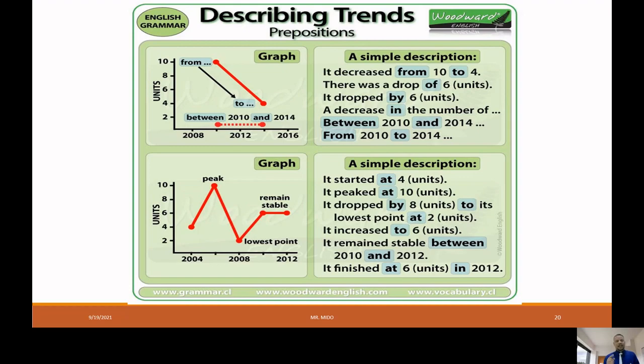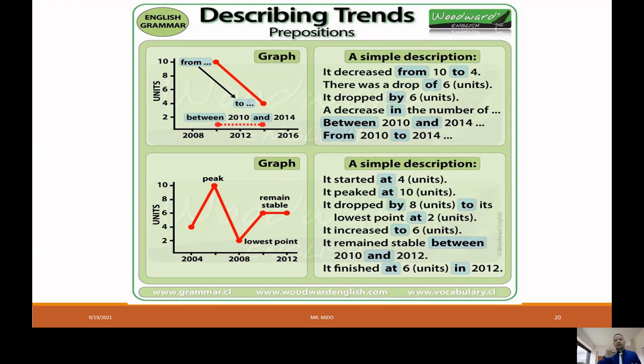If I have a graph like that, a second one, I don't have only one line from up to down. No, I have just like a curve. So what can we do? We have a highest point. Take care of this word, peak, the highest point. If I have something steady, it's stable, remain stable. Let's say it started at 4 units. It peaked at, it goes up now. It increased. So it peaked at 10 units from 4.